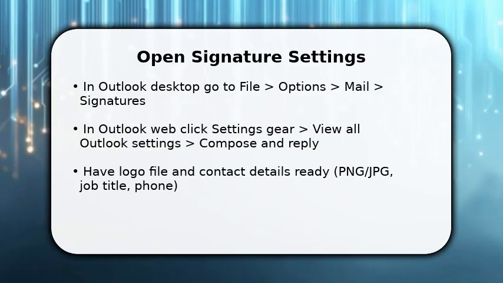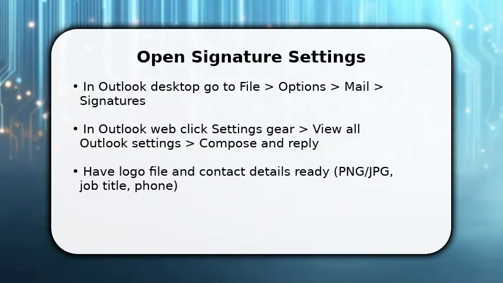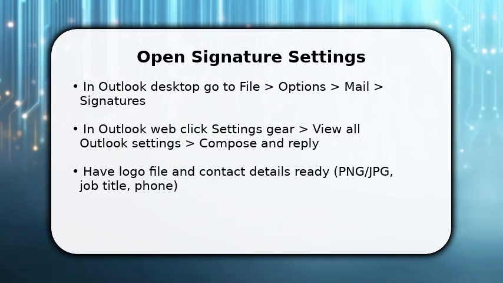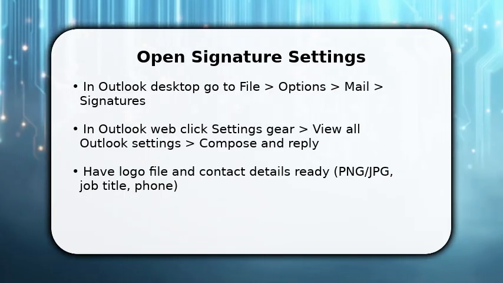You start by opening signature settings immediately. In Desktop Outlook, choose File, Options, Mail, then Signatures. In Outlook Web, open the gear and view all Outlook settings, then Compose and Reply.